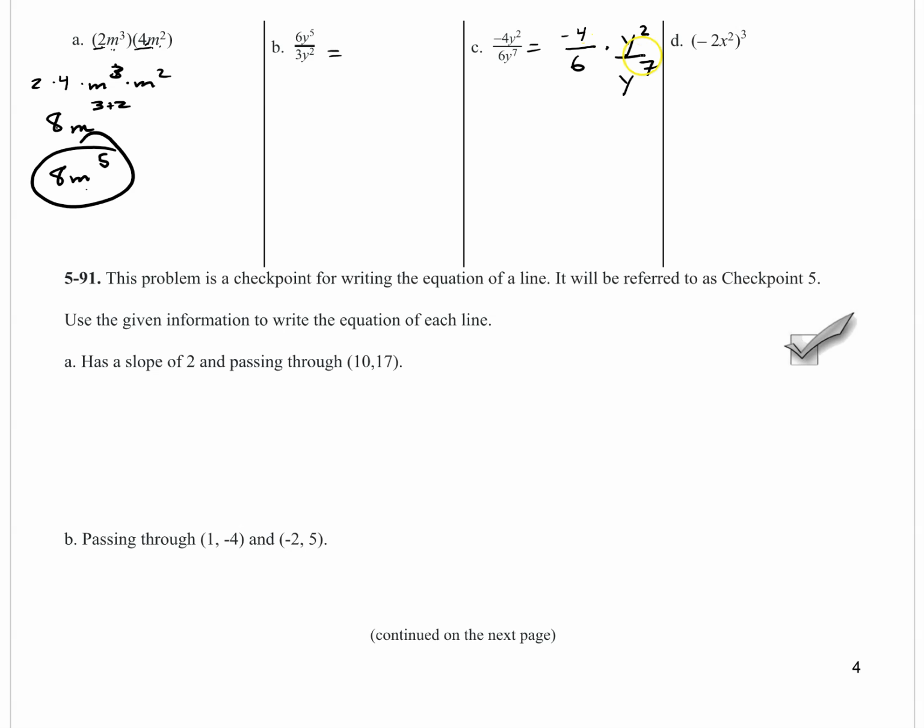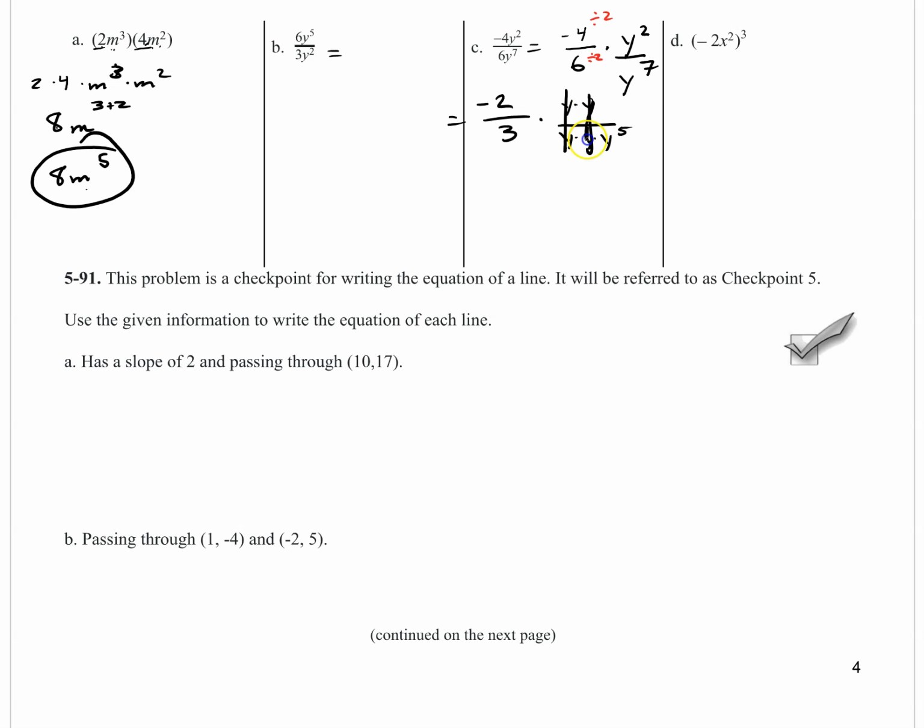Alright, negative 4 over 6 times all this chunk. Well, 4 over 6, I know these are both even numbers. So let me divide the top and bottom by 2 to simplify the fraction. 4 divided by 2, that's negative 2 over 3 times. Well, I have 2 y's on the top. I have 7 y's on the bottom.